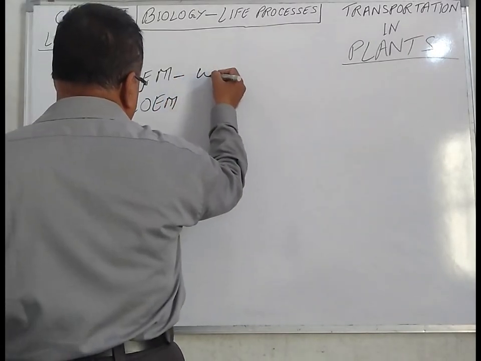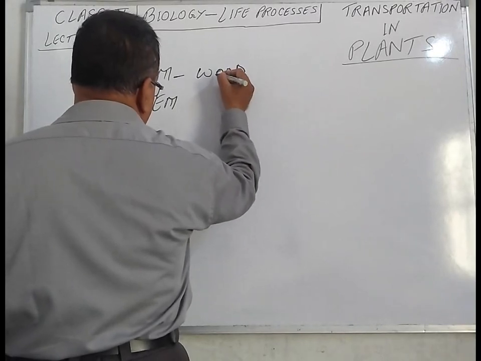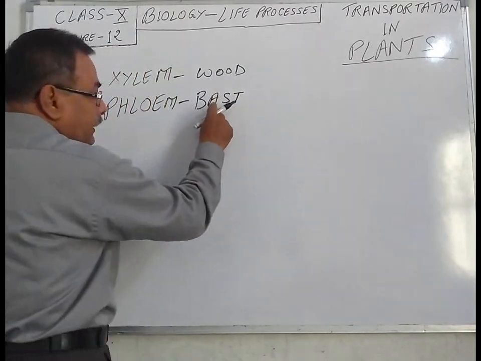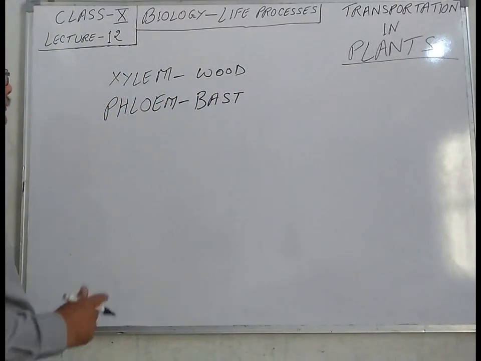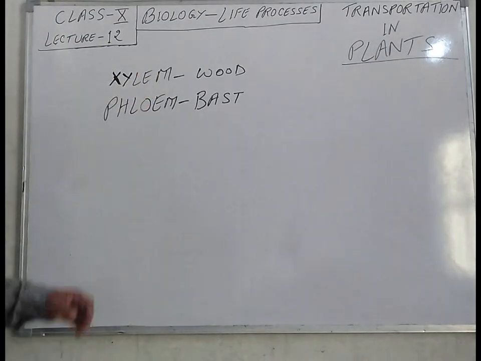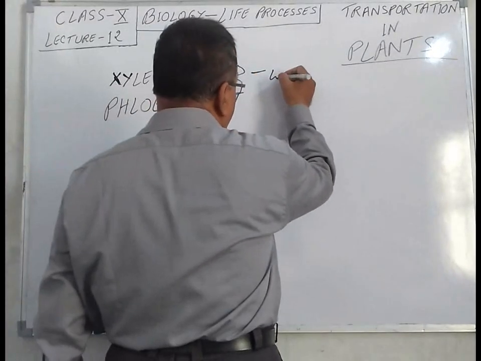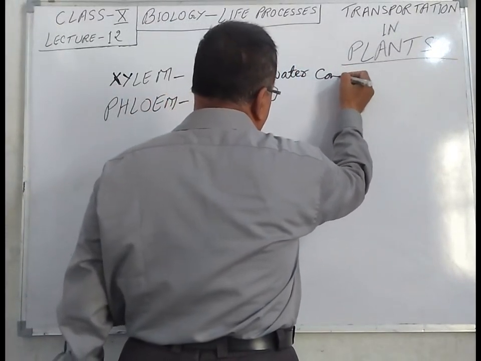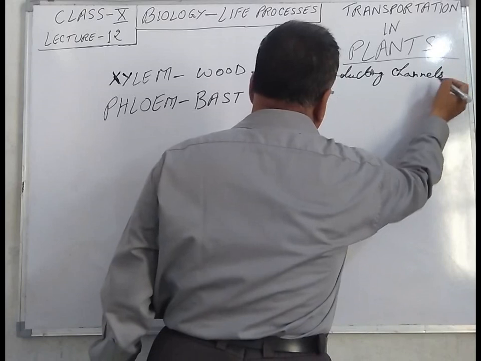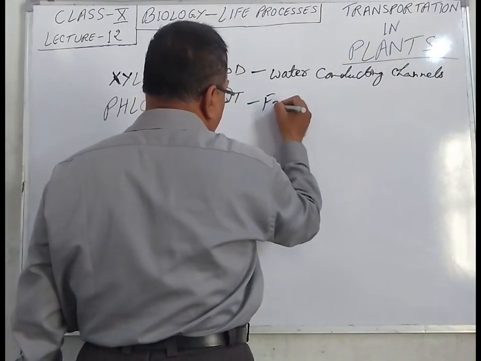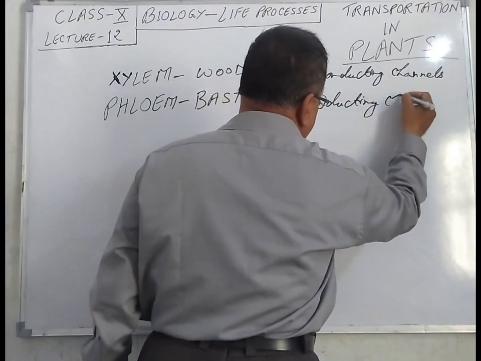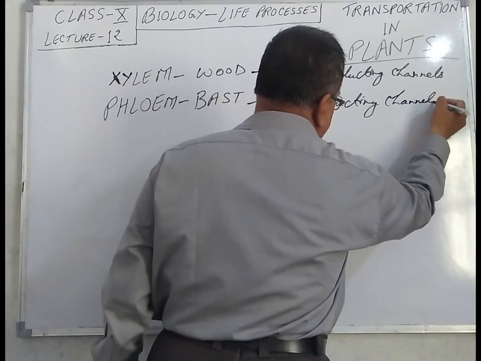Xylem is also known as wood, and phloem is also known as bast, but it is not given in your NCERT books. Xylem is water conducting channels, while phloem is food conducting channels.